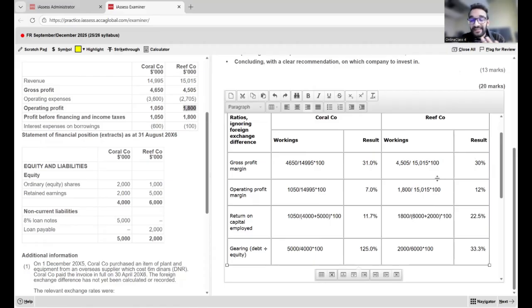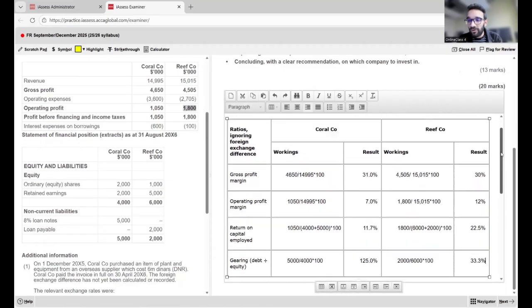So these are the initial results. I'm not concerned about which company is good or which company is bad. We are coming to that point, but before that we have done the calculations. These are the 4 marks, straightforward.